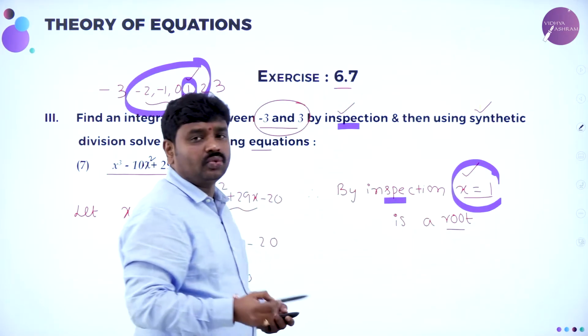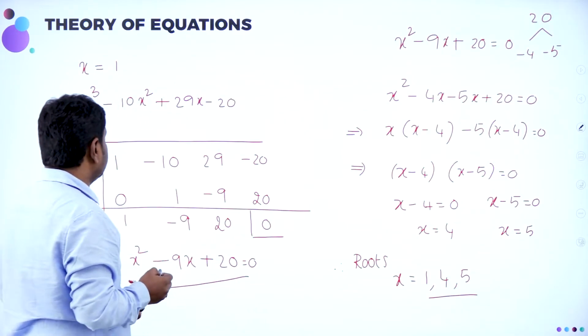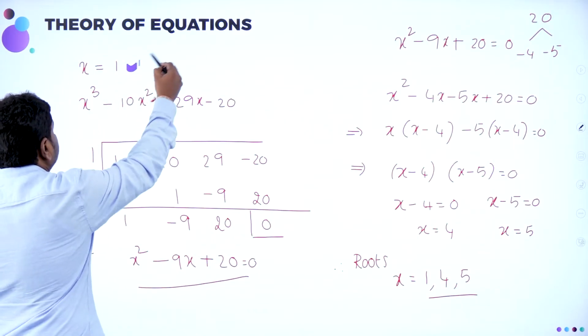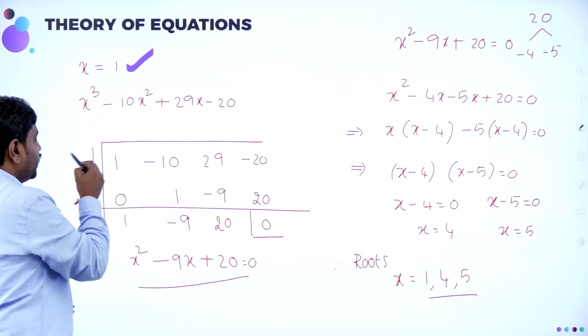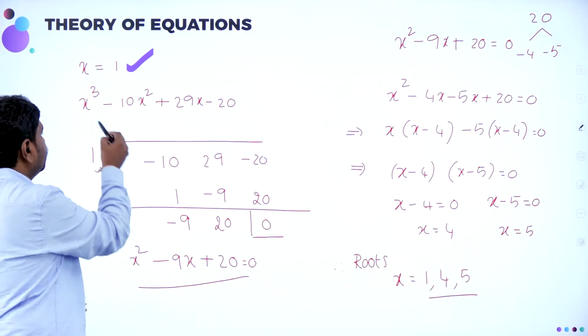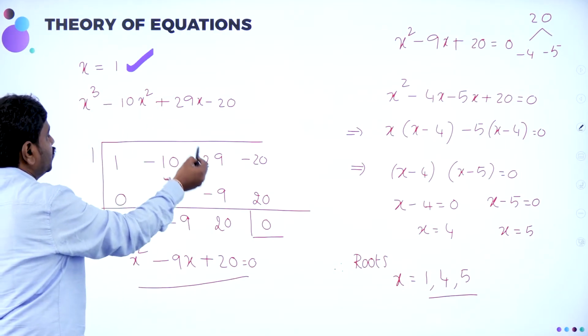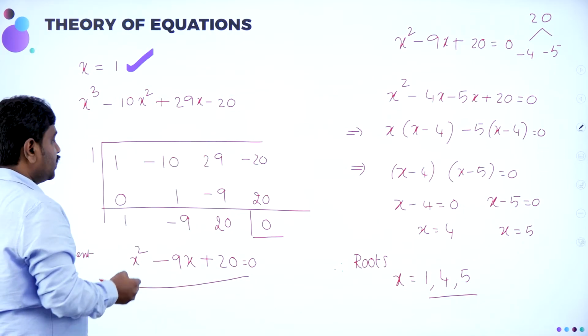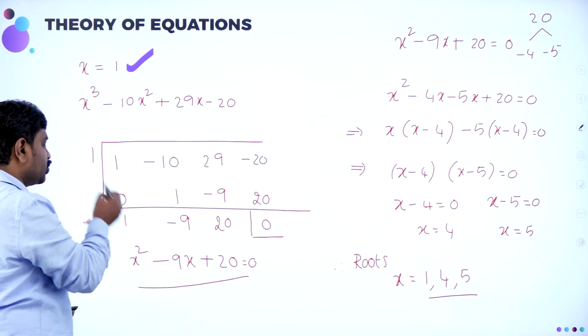And later you should do what? Synthetic division. Synthetic division means what? The first root you should take. What is the first root? X is equal to 1. And that one you should write outside. And then you should write the coefficients: the coefficient of x cube, then x square, then x, then the constant. Then always for the first digit you should add 0.